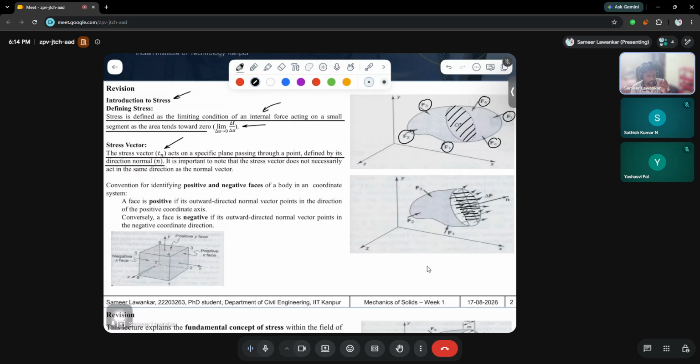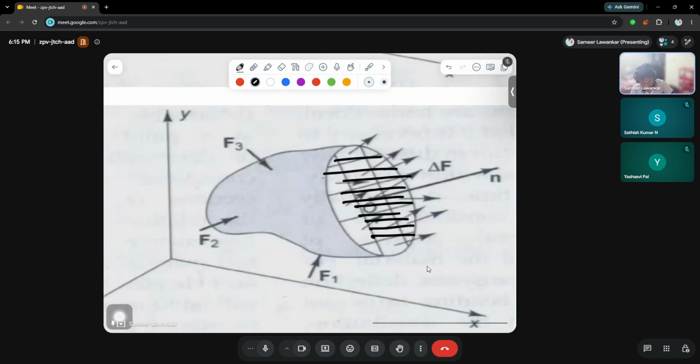If we can understand each and every meaning of each and every stress, then the definition part will be crystal clear to us. It is important to note that the stress vector does not necessarily act in the same direction as the normal vector. This is very important. Stresses can act in any direction.